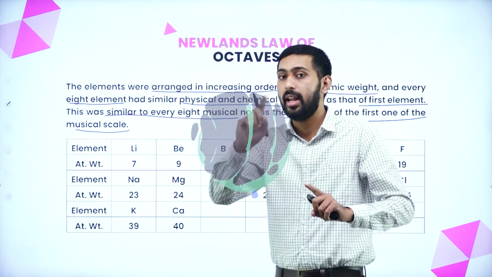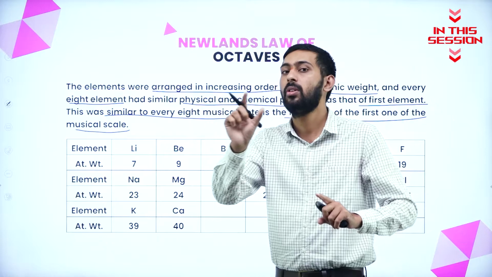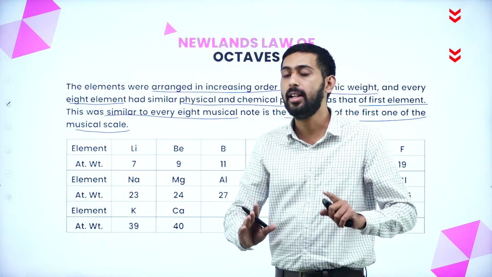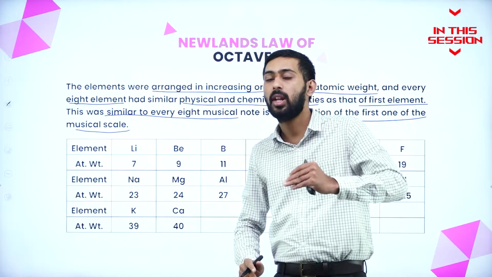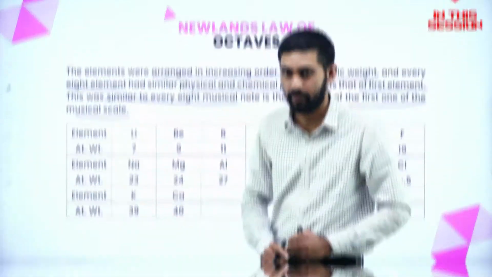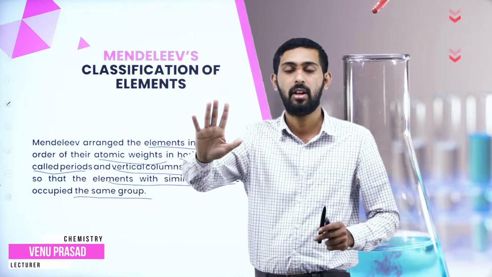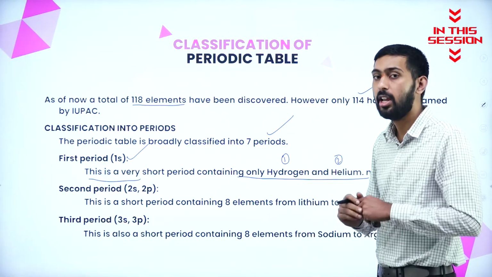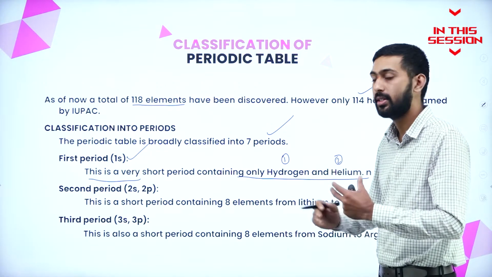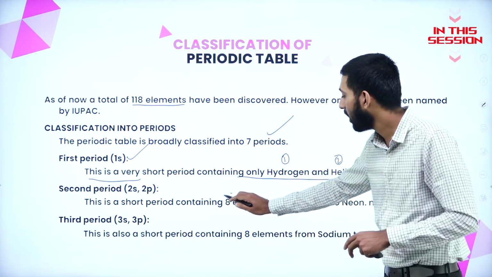First thing is, elements are arranged in increasing order according to atomic weight, and every 8th element will have the same property like the first element. Elements are in increasing order according to their atomic weight. But if the elements are arranged in horizontal rows, in the second period, which orbitals will be there? 2s and 2p. Okay, this is a very short period containing only 8 elements.